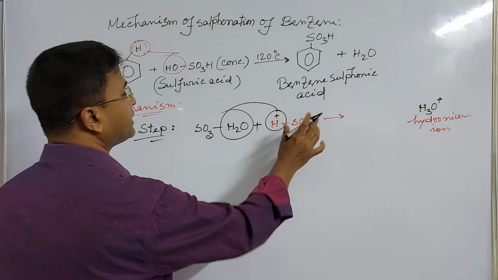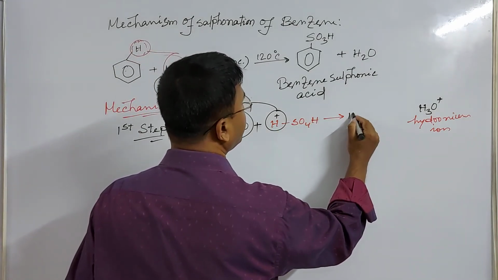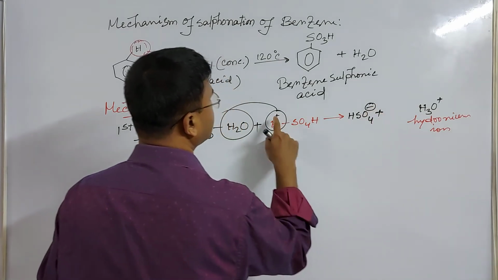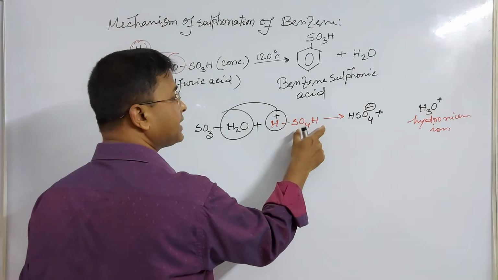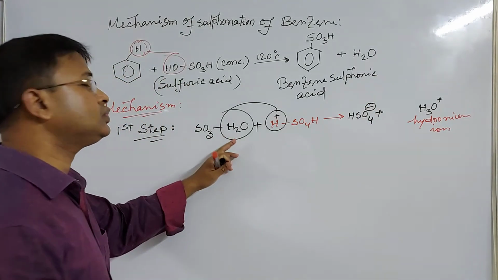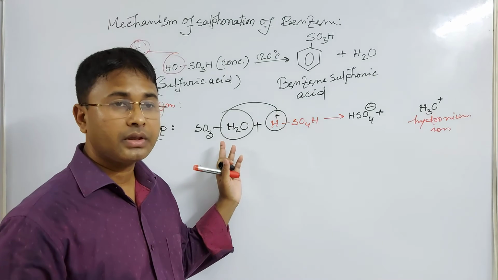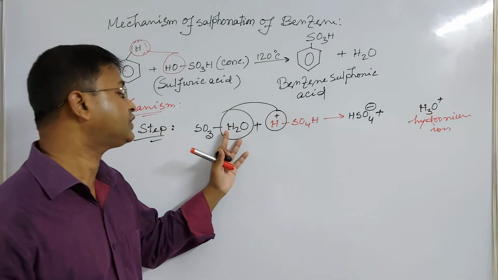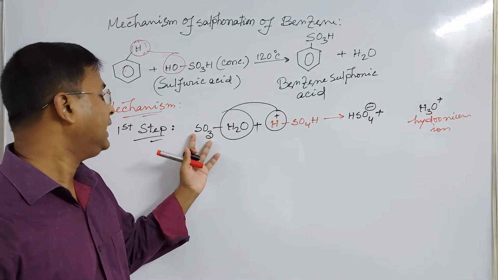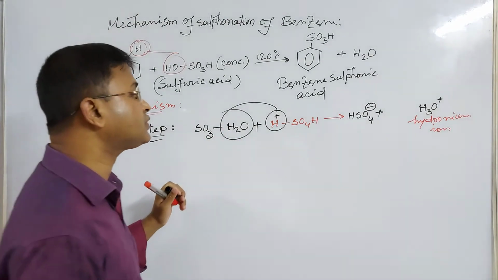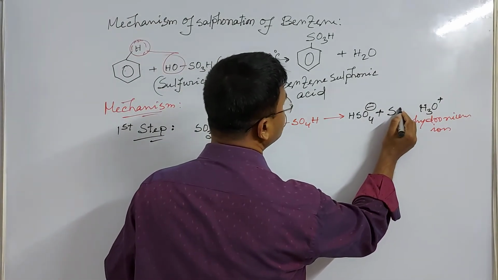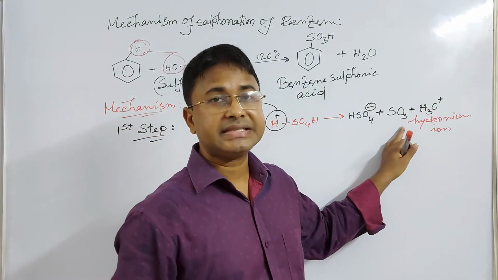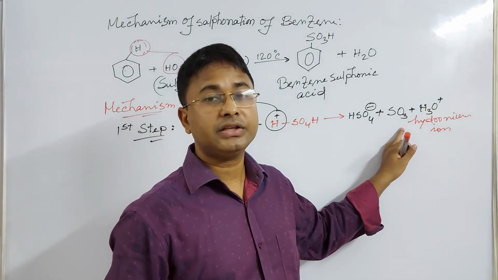You know that H plus is a positive ion. That's why the remaining part is negative, HSO4 minus. This is negative because one positive ion is released, and the remaining part is one negative ion. And H2O is a neutral molecule. After releasing the neutral H2O molecule from sulfuric acid, the remaining part SO3 is also neutral. My dear students, it is noted that SO3 is a neutral electrophile.